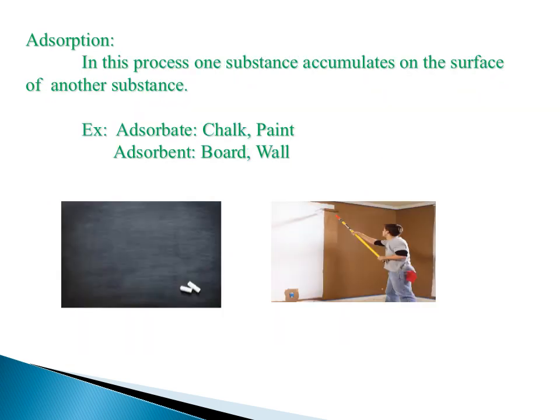Now we will see adsorption. Adsorption is nothing but one substance accumulating on the surface of another substance. For example, if you write something on a blackboard using chalk, what will happen? Your chalk particles accumulate over the surface of the blackboard. Similarly, if you paint the wall, what will happen? Your paint accumulates over the surface of the wall. So in this example, what is the adsorbate? Chalk and paint particles accumulate over the surface. So that is called the adsorbate here. So what is the adsorbent? Board and wall.